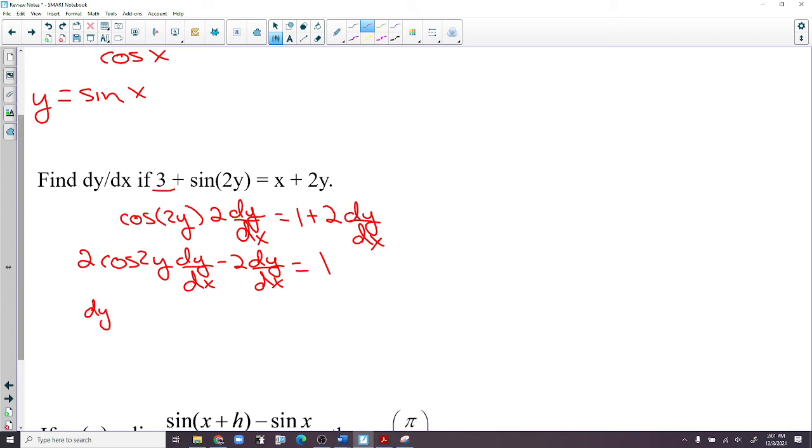Factor out the dy dx and divide. So 1 over 2 cosine of 2y minus 2. Then we could ask, like, evaluate the derivative. Where's the derivative undefined? We'd set the bottom equal to 0, and there's all kinds of questions that can go along with this.